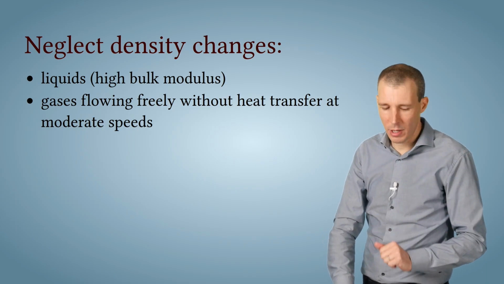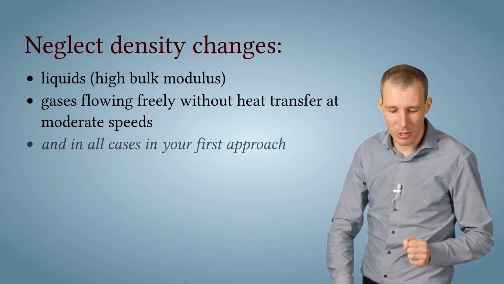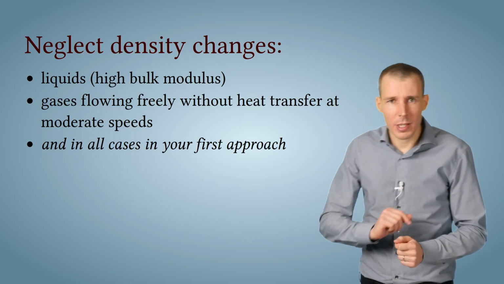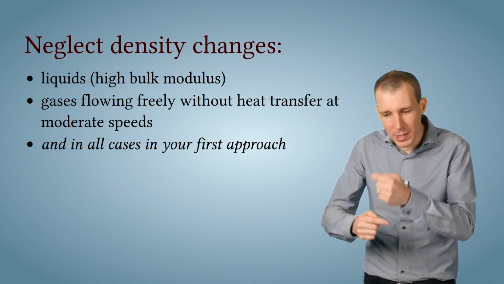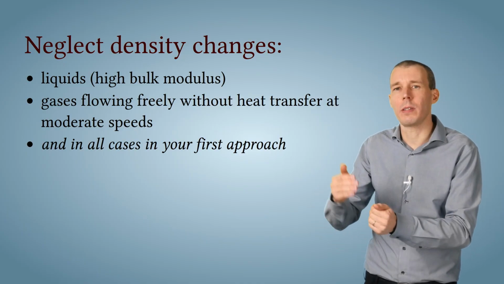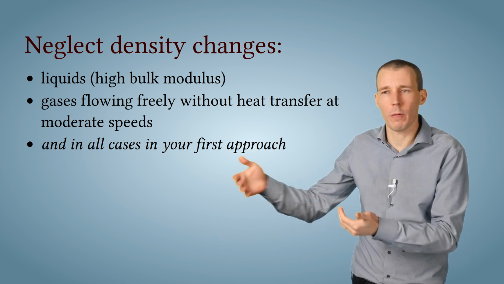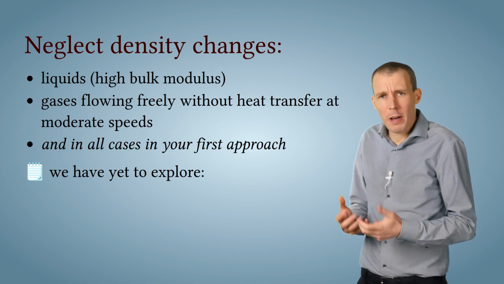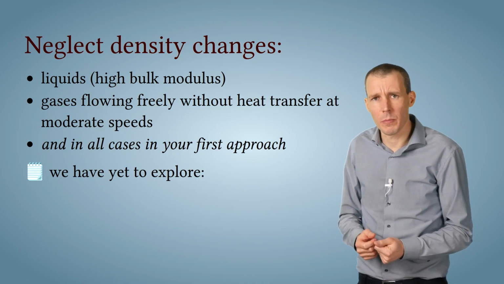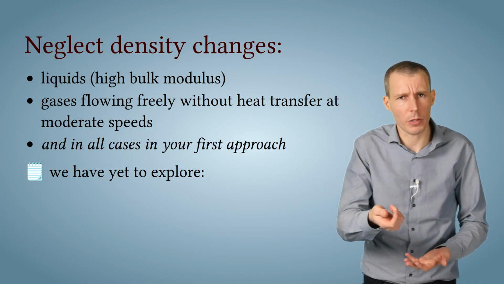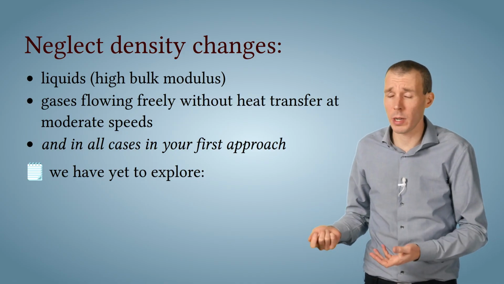And the third condition in which you're allowed to neglect density changes is all the time in your first approach. This is because we need to break this dependency of the variables. We need to find a way into the calculations so we can start analyzing the flow and solving for the dynamics. I have put myself in an uncomfortable position here because I'm telling you to neglect density changes, but I'm not really giving you the tools that you need to verify whether this makes sense at all, right?